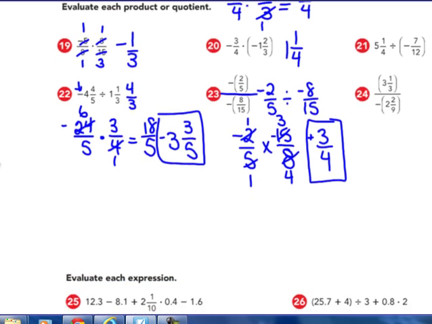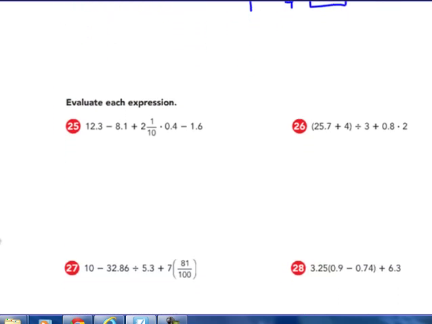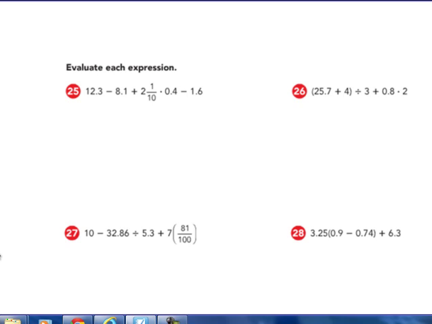Skipping down to order of operations problem here. Order of operations. So I'm probably going to make a little note to myself that I need to follow the order of operations that I've learned so far. And yes, multiply and divide left to right. That's what those arrows mean. So looking at number 26, I'm going to do number 26.